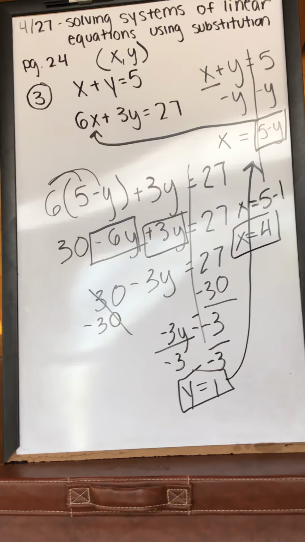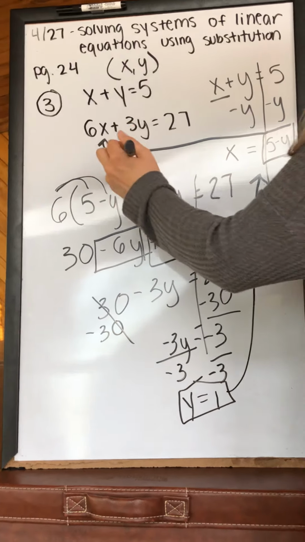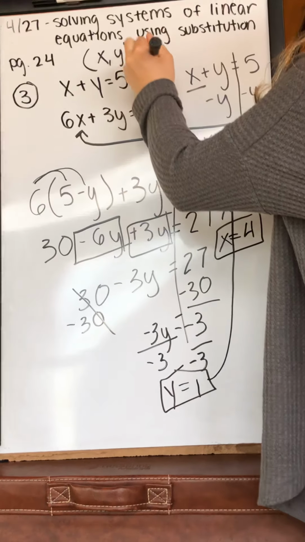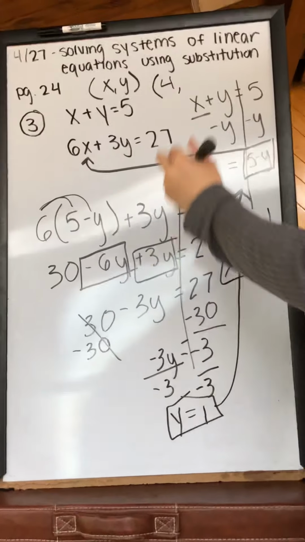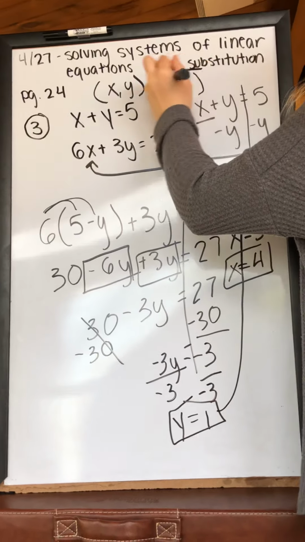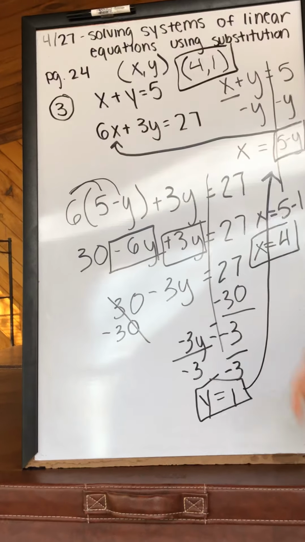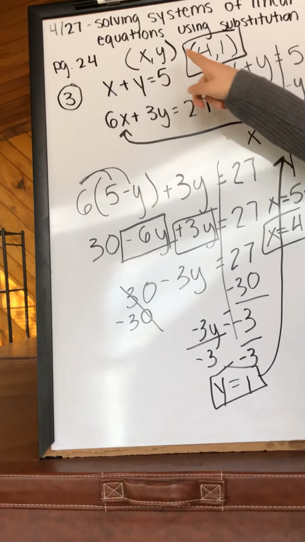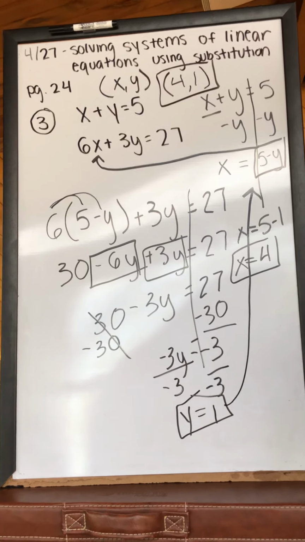And finally, write your solution as an ordered pair. So I'm going to write the solution right here. X, which is 4, y, which is 1. So your solution to the system of linear equations is 4, 1. Your x value is 4, your y value is 1. The rest of this page is your assignment.